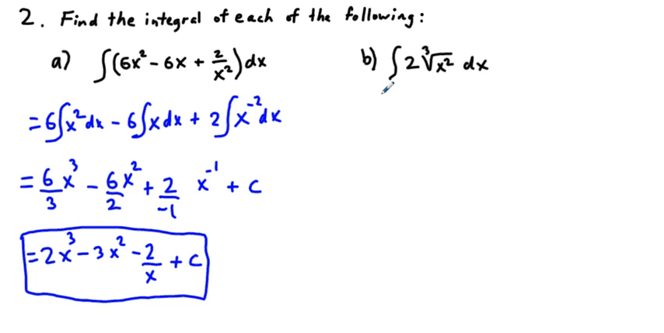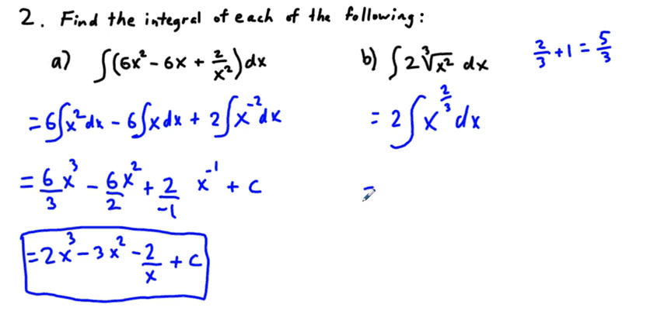Okay, part B. Similarly, we're going to rewrite this in what I call calculus-friendly form. We're going to have 2 times x to the 2/3 power dx, right? Because x squared, but this is to the 1/3 power. So we're going to have to take 2/3 plus 1, which is going to equal 5/3.